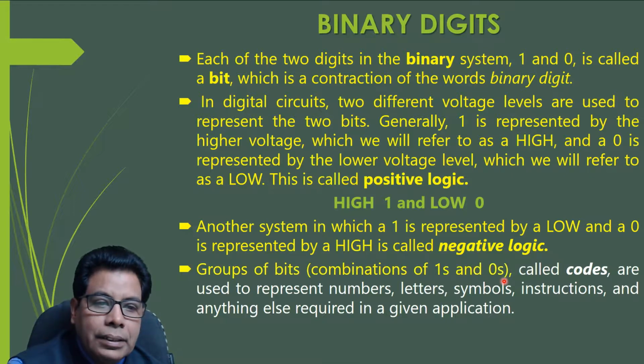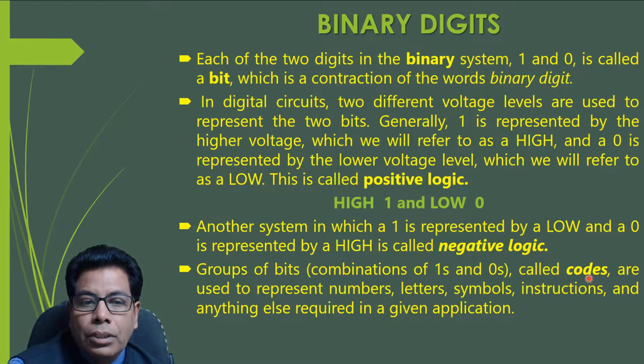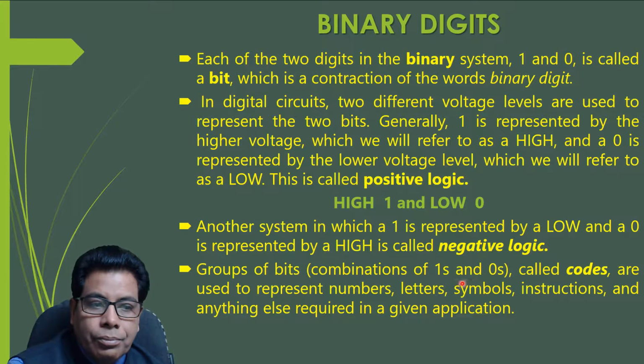So a group of bits, that is a combination of ones and zeros, is called a code. So when we combine, say, 4 zeros or 8 zeros, then there is a group of bits that we call a code. So codes are generally in the form of a group of bits, ones and zeros. They represent letters, symbols, instructions, and anything else required in a given application.